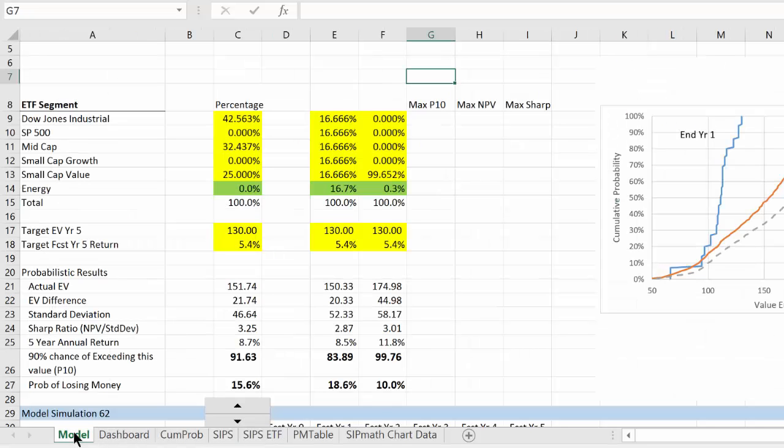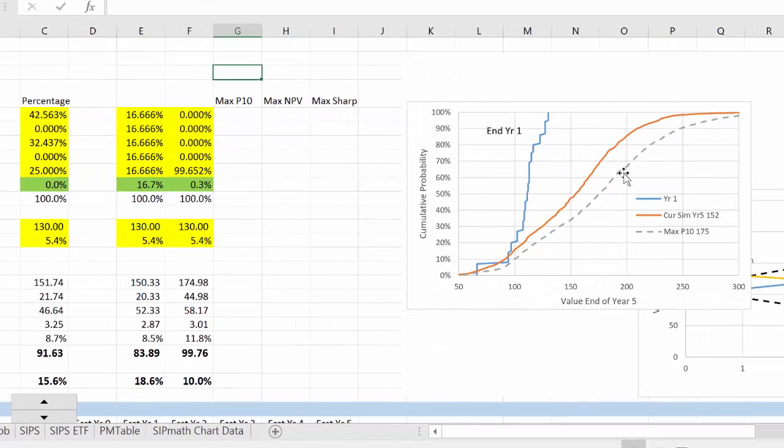In this video, what we want to do is to compare value measures. We found that maximizing the P10 without any other constraints put us all into small cap value. We were not happy with that. We then imposed a 25% constraint on the small cap value, maximized again on the P10, and came up with this portfolio. Here was the maximum without constraints, and here was the maximum with constraints.